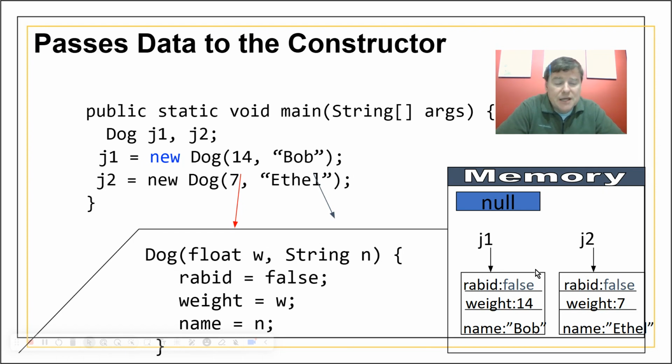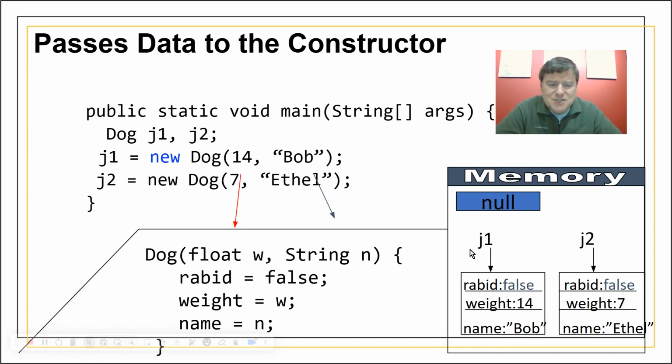And the reason I keep emphasizing that they're independent is they have different names. To be clear, the class dog says that they both have a name attribute, which is a string. That's all it says. But when J1 was created, the name was set equal to Bob. When J2 was created, the name was set equal to Ethel.